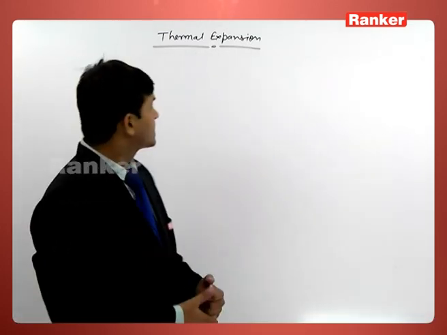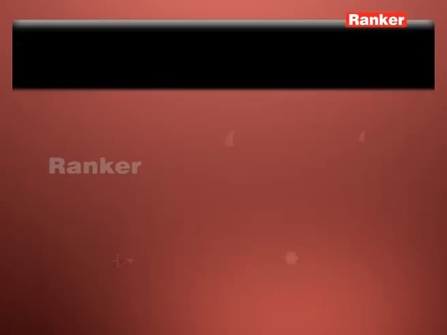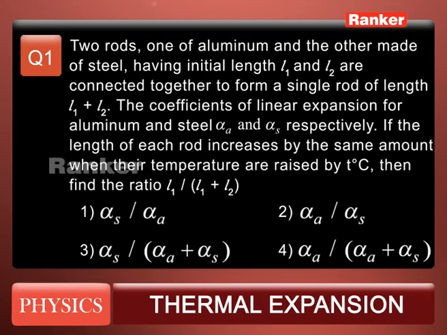Okay, now today we will discuss some problems based on thermal expansion. So question number 1 is: two rods, one of aluminium and the other made of steel, having initial lengths L1 and L2, are connected together to form a single rod of length L1 plus L2. The coefficients of linear expansion for aluminium and steel are alpha A and alpha S respectively.